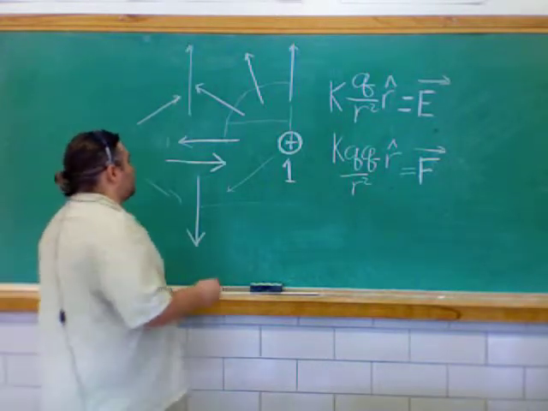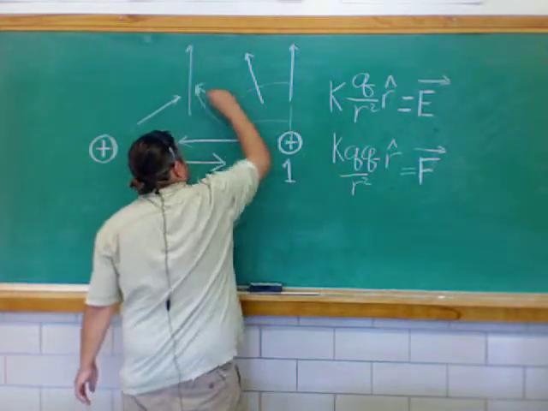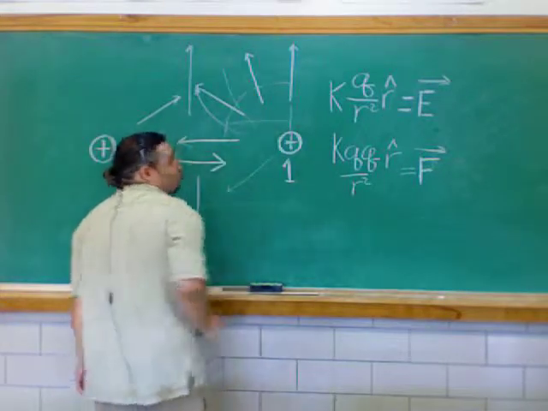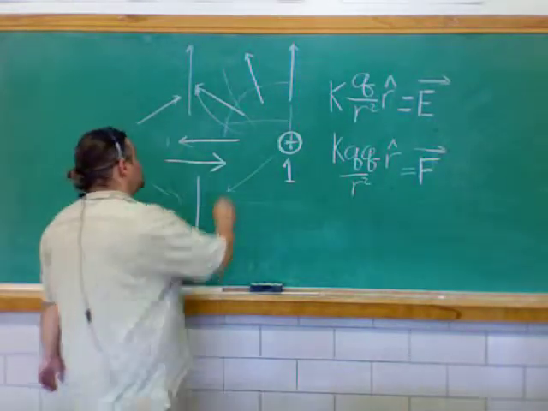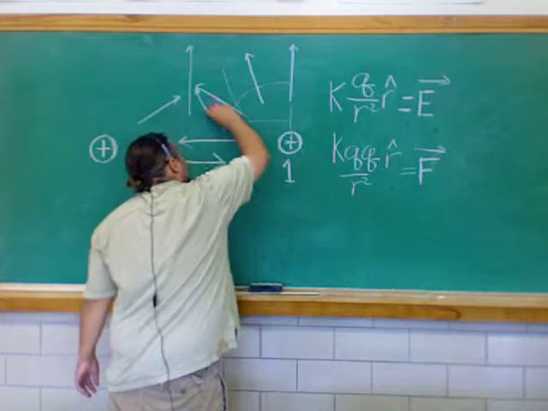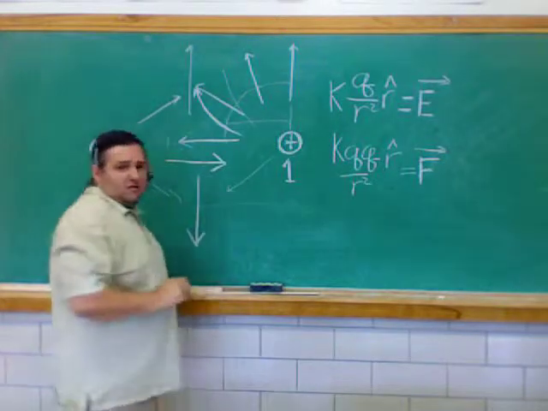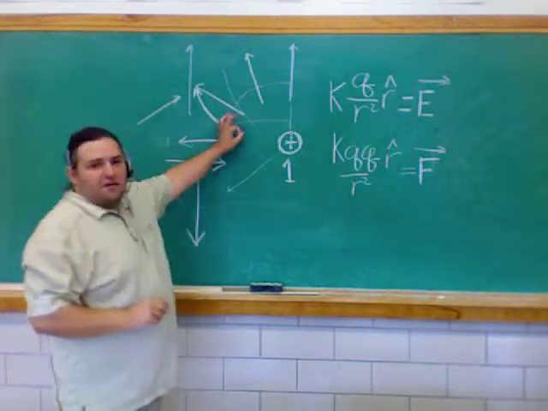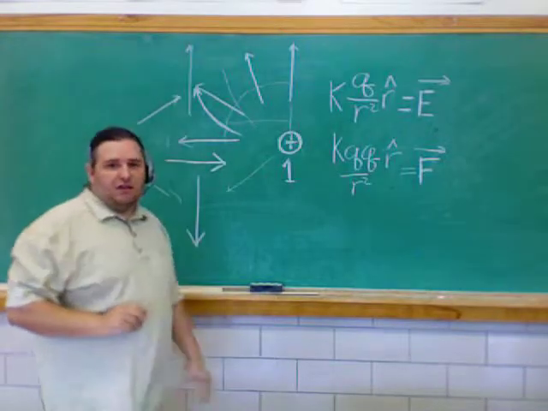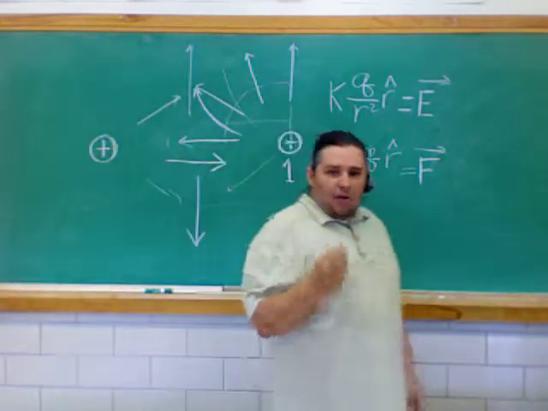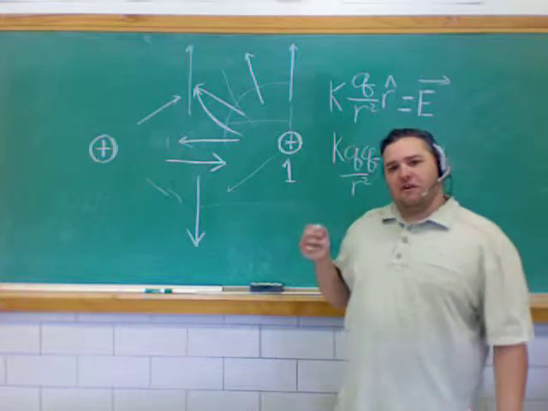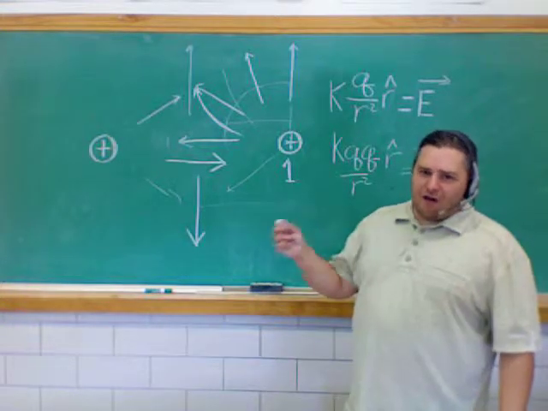As a matter of fact, you would end up getting something like this as your field diagram. Okay? They would tend to be curving in this direction. So that also means if I drop the charge here, it would tend to curve along those field lines. Cool? Now what I'm going to do next is introduce an electron and see how that affects my field.